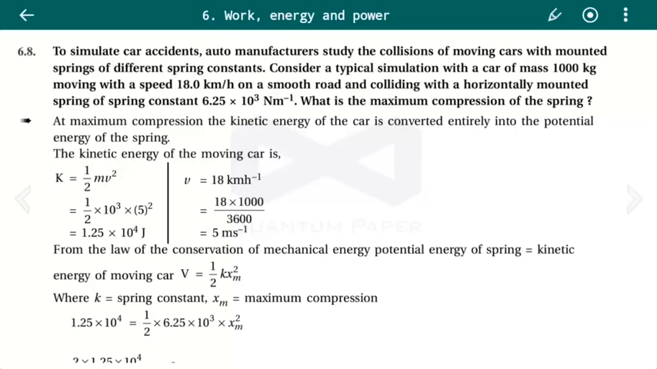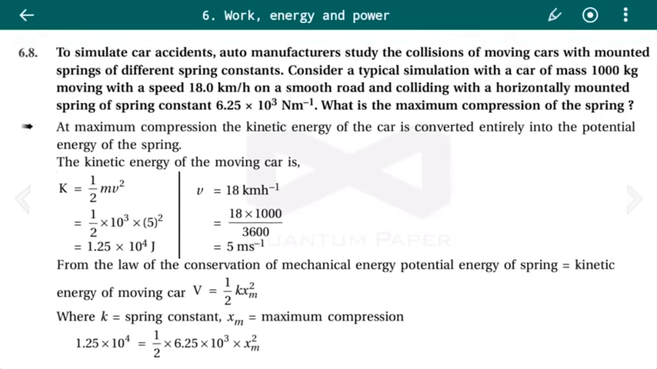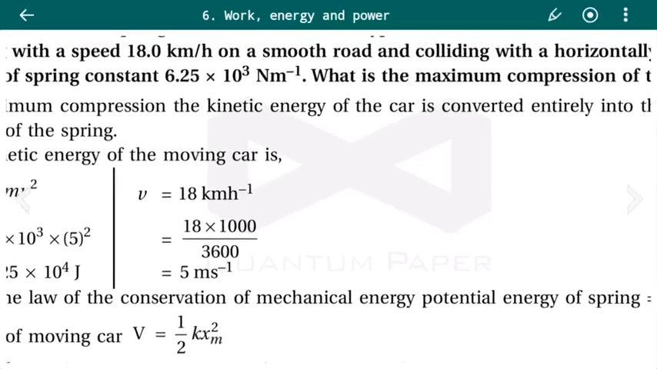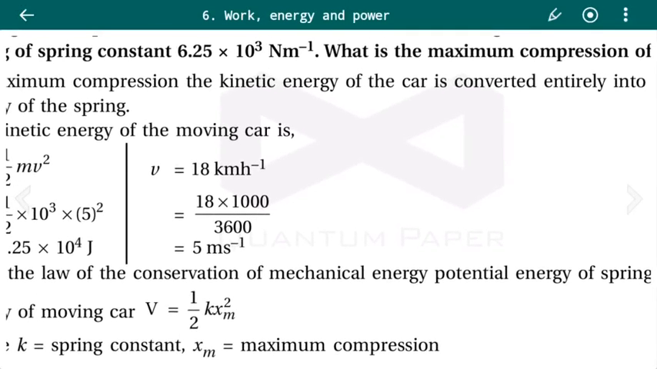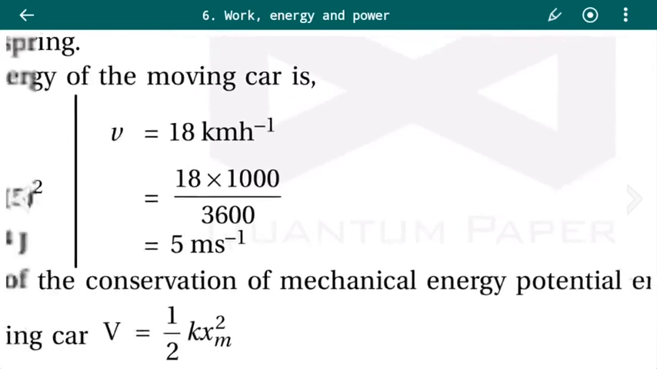So here at maximum compression the kinetic energy of the car is converted entirely into the potential energy of the spring. Thus, the kinetic energy of the moving car, we know the formula, K equals half mv square. So here the mass of the car is given as well as the speed. Here speed is given in kilometer per hour, so let us convert that into meter per second. Converting kilometer into meter, that is 1000 meter upon 1 hour becomes 3600 second. So when you calculate this, you will be getting speed as 5 meter per second.